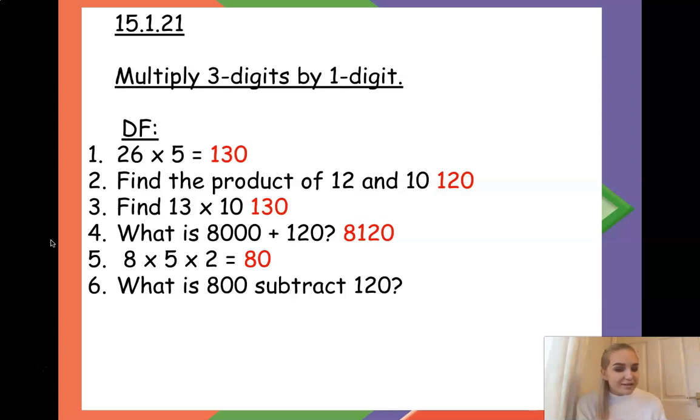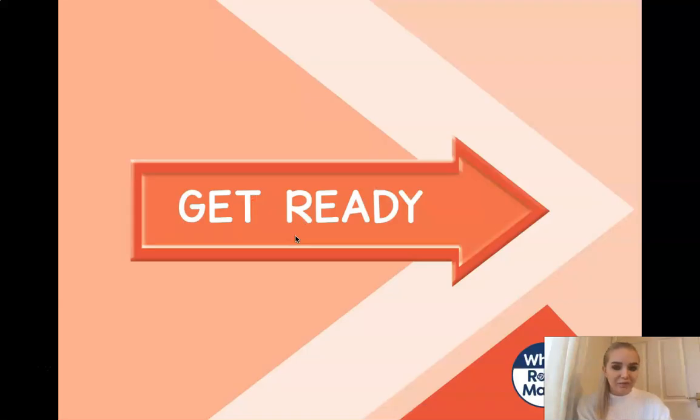And finally, number 6, I wonder if anyone remembered our compensation method. The compensation method being when you take away 1 from each number, if you've got a number that is a multiple of 100, it will make it much easier to subtract using your column subtraction. So our new subtraction might be 799 subtract 119. The answer will not change, it will still be the correct answer, which will be 680. Just makes it a bit easier for you to deal with.